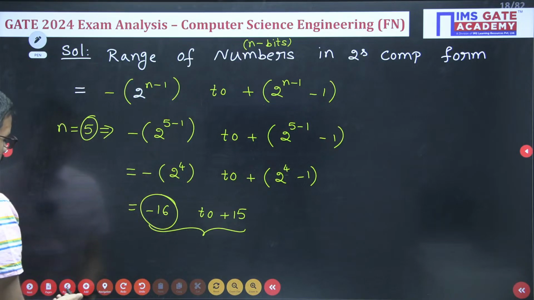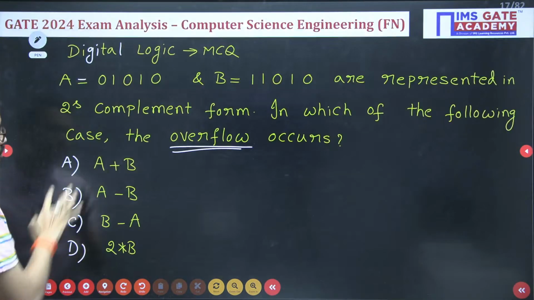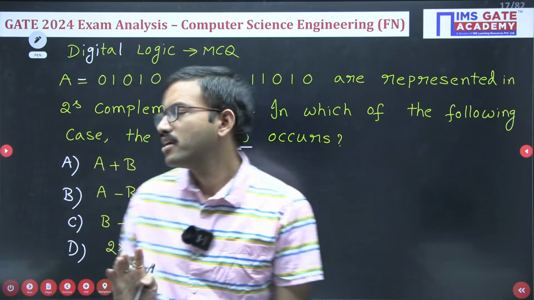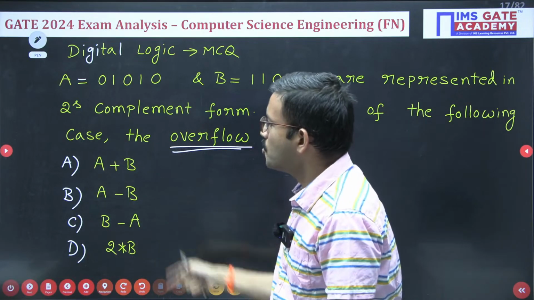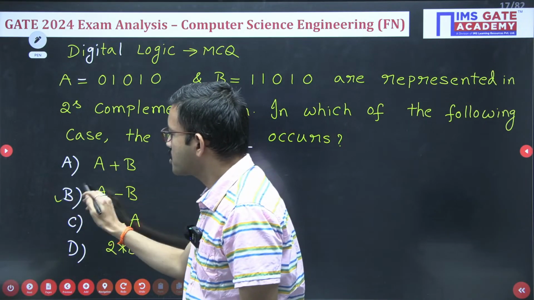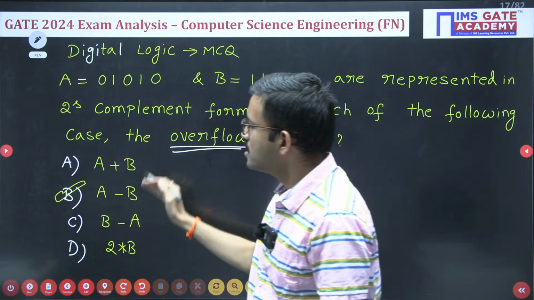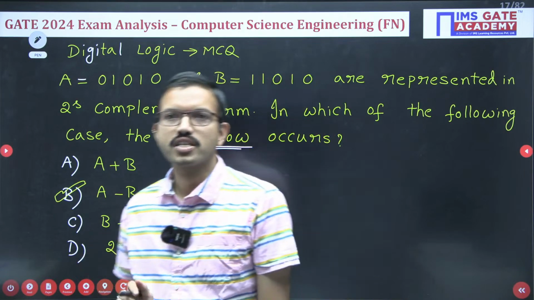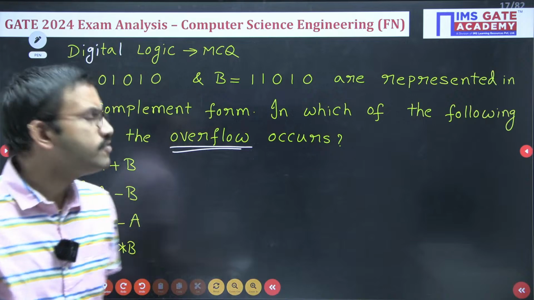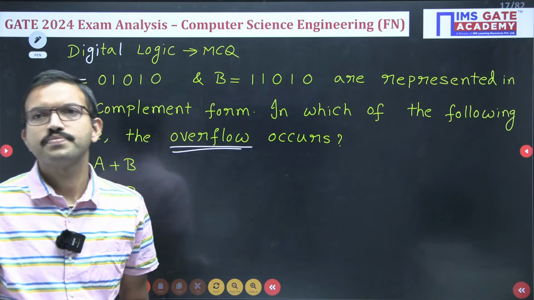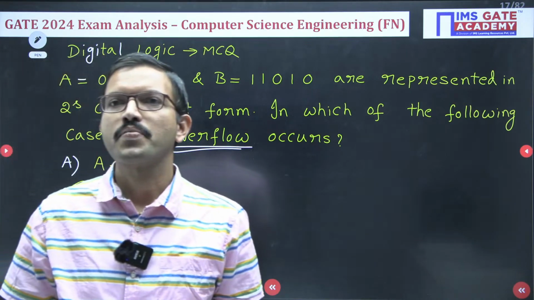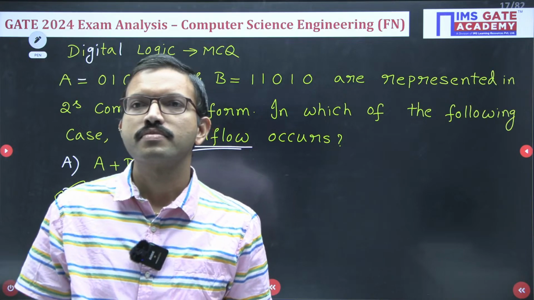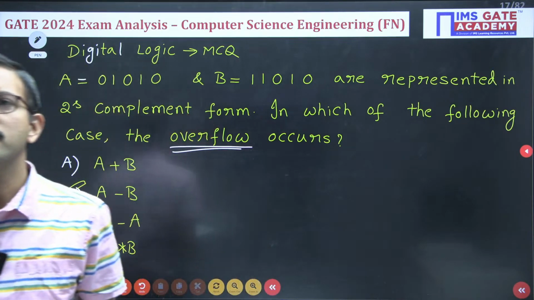So overall, if you observe the 4 choices here, among these 4 choices, only in option B the overflow occurs, whereas in the remaining 3 options no overflow occurs. So the correct answer for this question is option B. I hope it is clear for everyone.